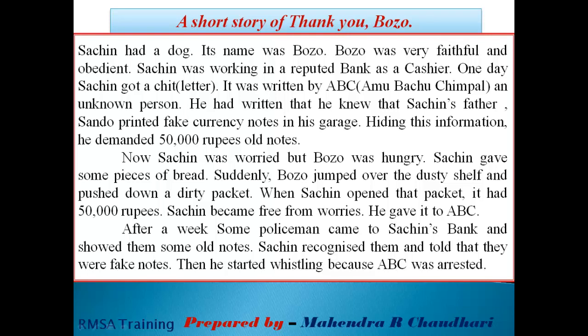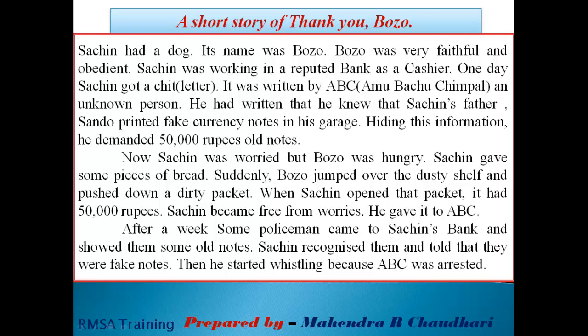One day his master Sachin got a chit. It was written by ABC, an unknown person. He had written that he knew that Sachin's father Sando printed fake currency notes in a garage. Hiding this information, he demanded 50,000 rupees in old notes. Now Sachin was worried, but Bozo was hungry. Sachin gave some pieces of bread.